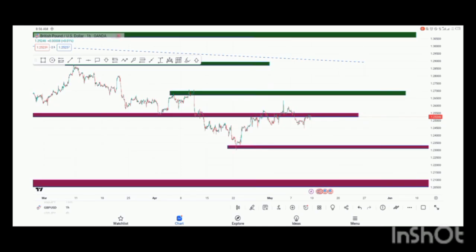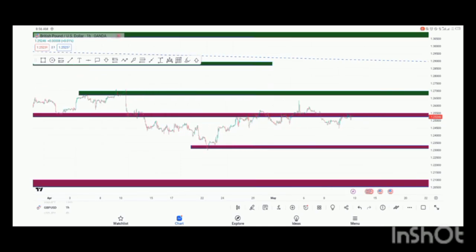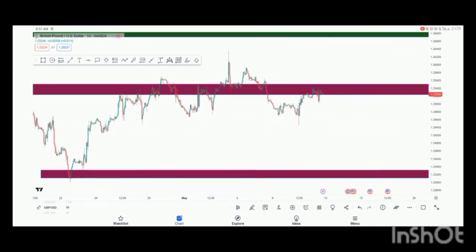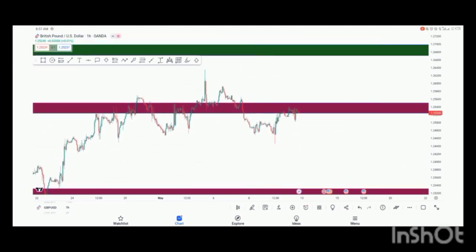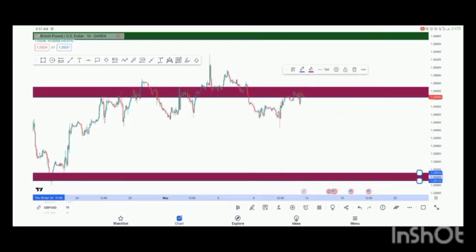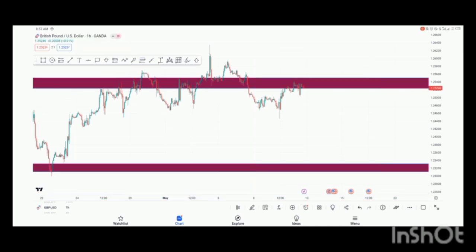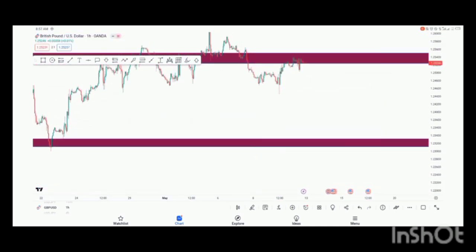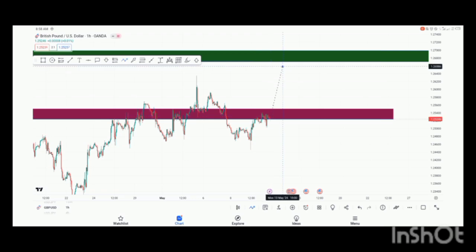So we are expecting price. I'm just going to zoom out so we can see clearly what I'm talking about right here. So we will be expecting GBPUSD to drop to this support zone on the 1 hour time frame, or even to the next support zone, which is right here on the 1 hour time frame. Movement to the upside to respect this resistance zone before there's a drop.